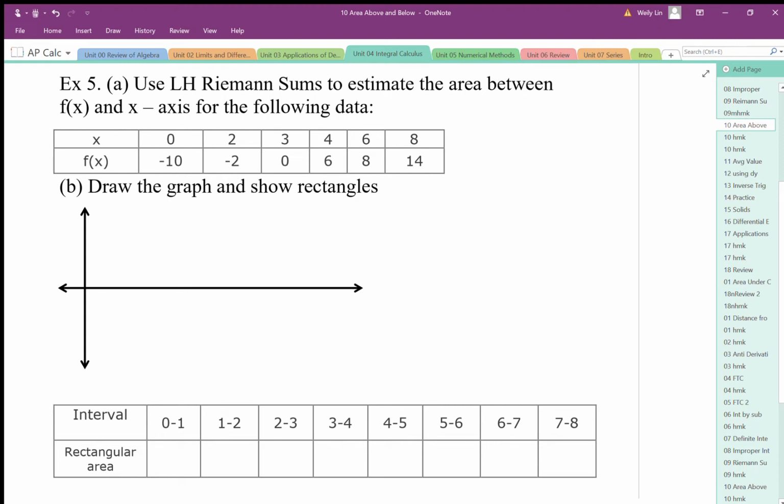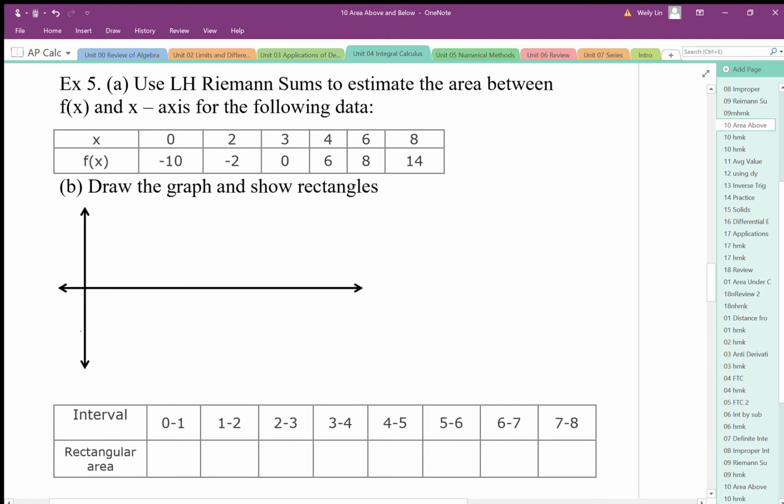So when we're talking about areas with Riemann sums, we have to be aware of areas above and below. And we have to be careful to make sure we understand, are we talking about area or displacement? Okay. So in this case here, the left-hand Riemann sum to estimate the area between the f of x and the x-axis for the following data.